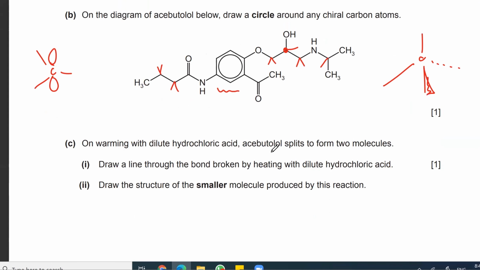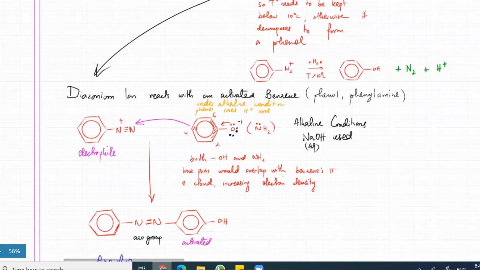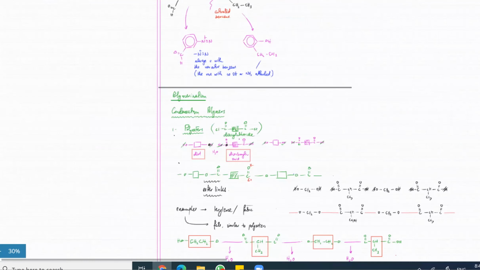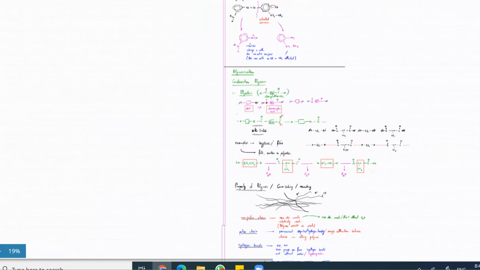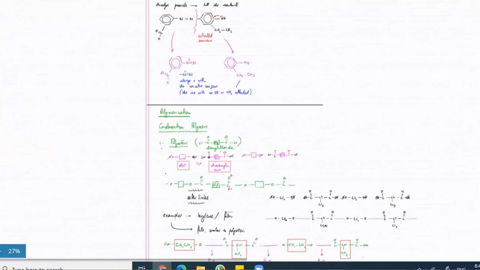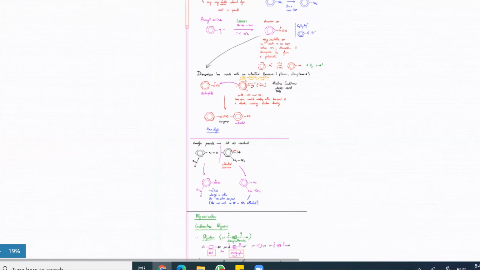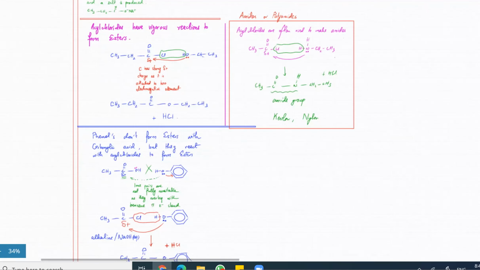Yes, sir. And then he says, draw a line through the bond broken by heating with dilute hydrochloric acid. Draw the structure of the smaller molecule produced by this reaction. So he's heating it with an acid. With acids, what you get is hydrolysis. So your amide links and your ester links break. Where did we do this? Did we do amides over here? Yep, I think.